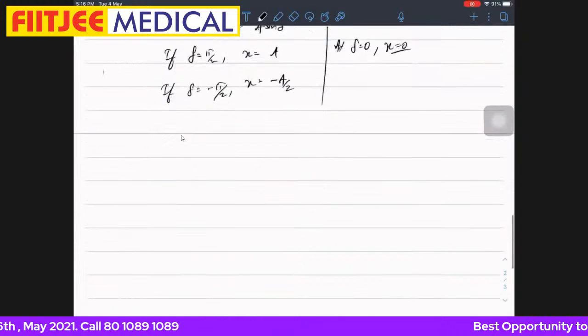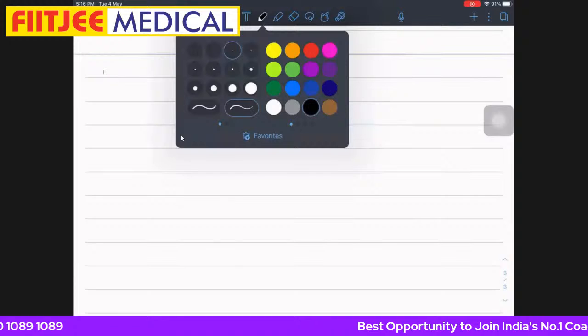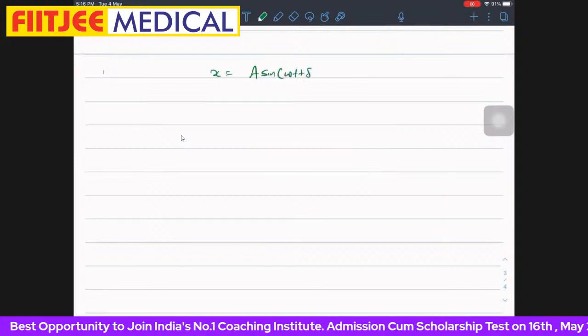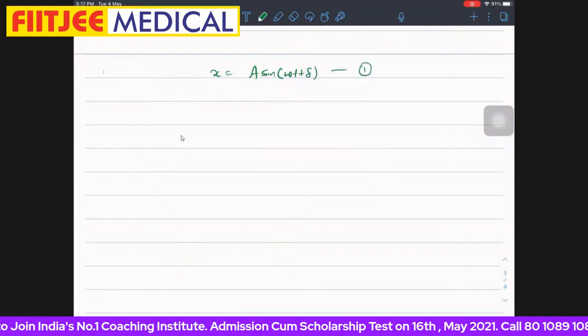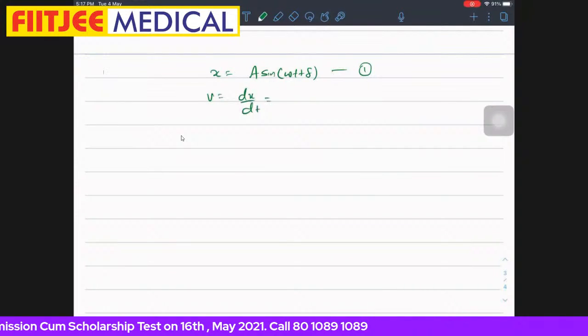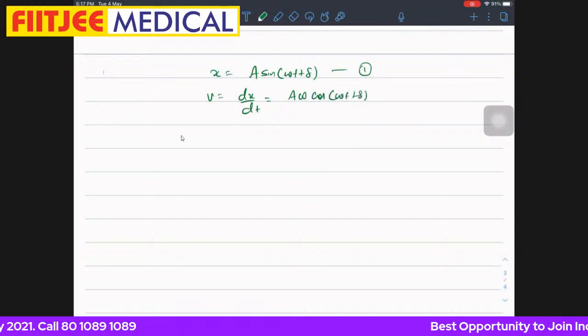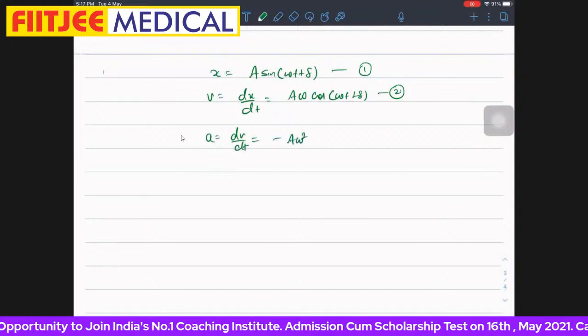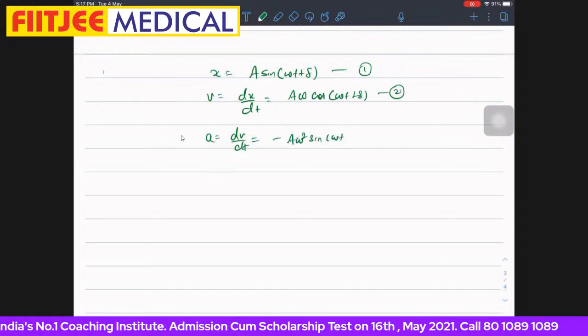But the equation that we have written is applicable only for the position of the particle. For position we have x equals a sine omega t plus delta. If I differentiate this equation, v equals dx by dt, so I get a omega cos omega t plus delta. If I differentiate it again, a equals dv by dt, so I get minus a omega squared sine omega t plus delta.